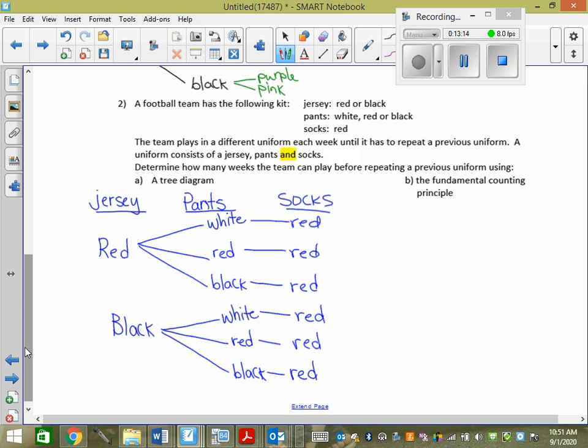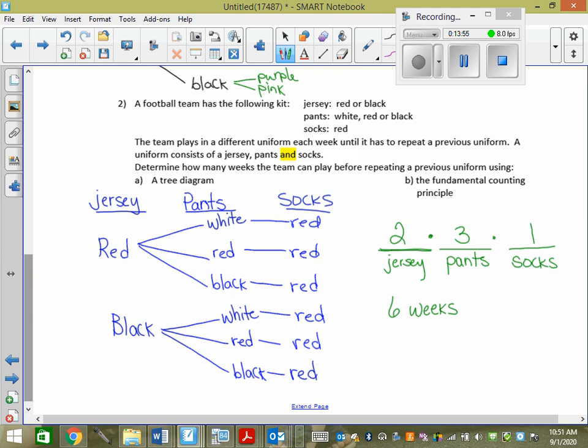Okay, so yes, you are right. So it'd be 6 weeks. And we can show it with the fundamental counting principle. If you can keep this in mind, you'll get every single one of these right. I am choosing 1 jersey, 1 pants, 1 pair of socks. And I have 2 options, and I need pants, so I have 3 options, and I need a pair of socks, so I have 1 option. So I have 6 weeks that they can play, right? So they get a matching outfit.